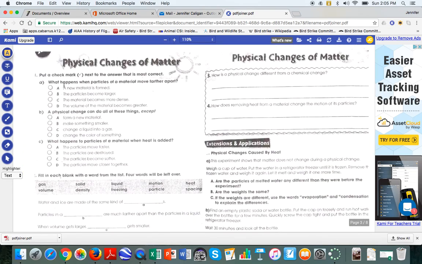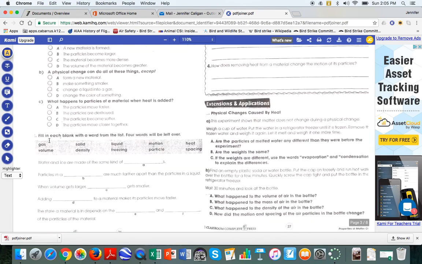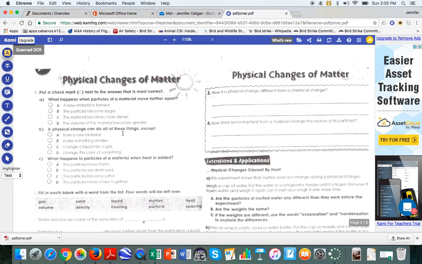So when we look here, we see a new material is formed. That's not true because it's a physical change. Nothing new is formed. The particles become larger. We just talked about how they stay the same size. The particles become more dense. The problem with that is they become less dense. And so the last choice there is the volume of a material becomes greater, and that is the correct answer.